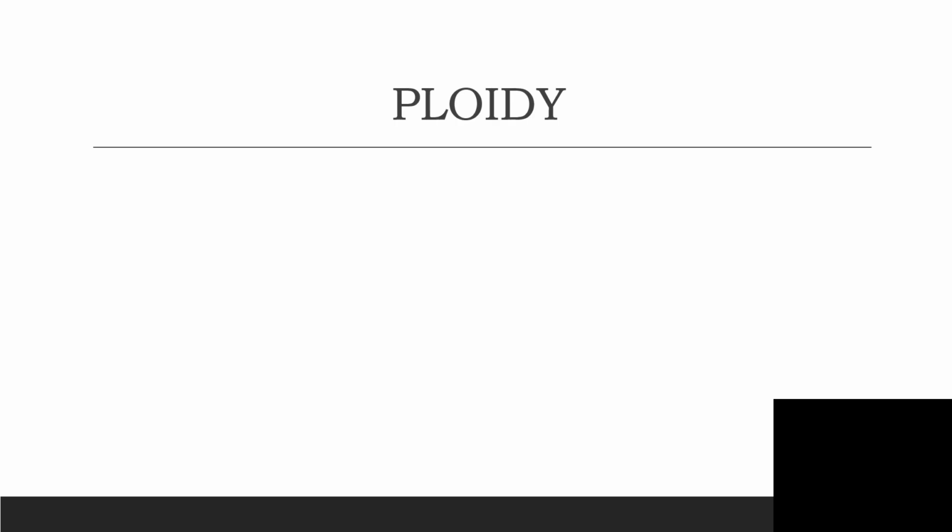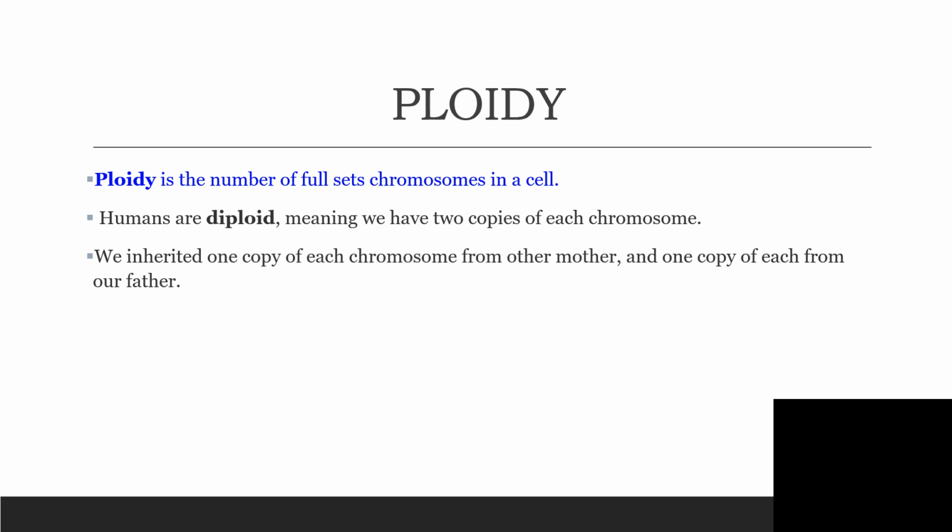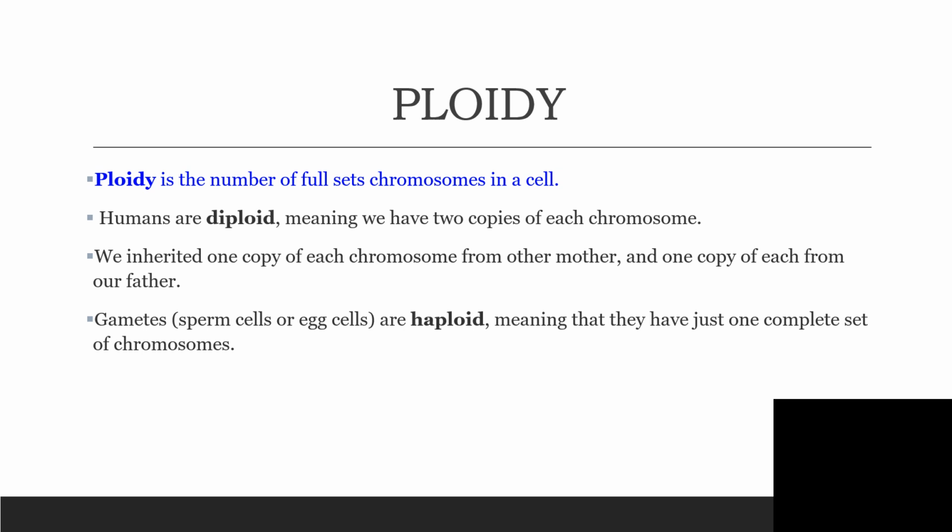So now let's discuss what ploidy is. Ploidy is the number of full sets of chromosomes in a cell. Humans are diploid. That means we have 2 copies of each chromosome. We inherited 1 copy of each chromosome from our mother and 1 copy from our father. Also, the gametes, the sperm cells or the egg cells, are haploid, meaning that they have just 1 complete set of chromosomes.